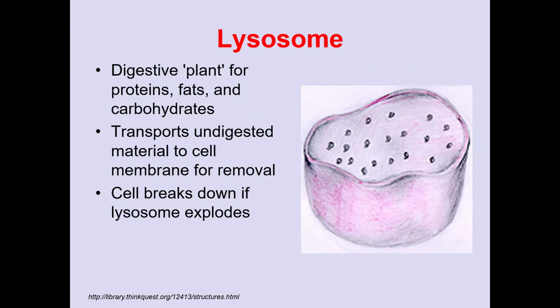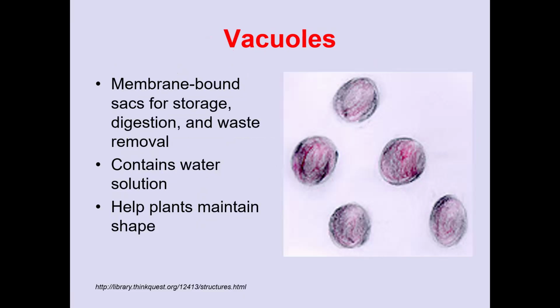So the cell breaks down if lysosomes explode. So we have the vacuoles, which are membrane-bound sacs that are used for storage, digestion, and also for waste removal. They contain a water solution and also help plants maintain their good shape.